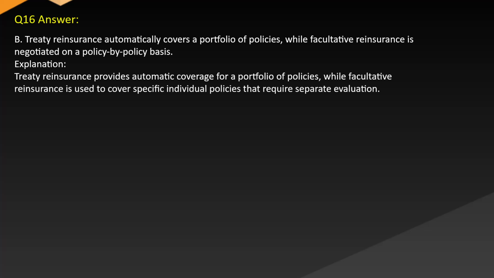Answer B. Treaty reinsurance automatically covers a portfolio of policies, while facultative reinsurance is negotiated on a policy-by-policy basis. Explanation. Treaty reinsurance provides automatic coverage for a portfolio of policies, while facultative reinsurance is used to cover specific individual policies that require separate evaluation.